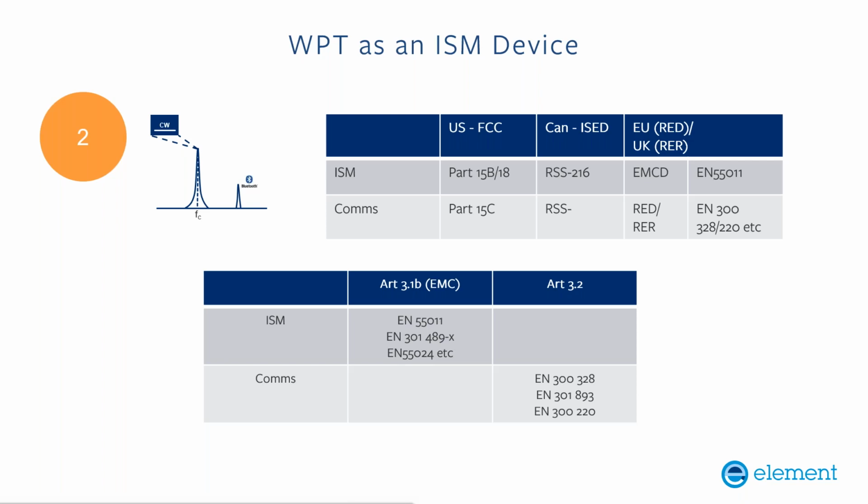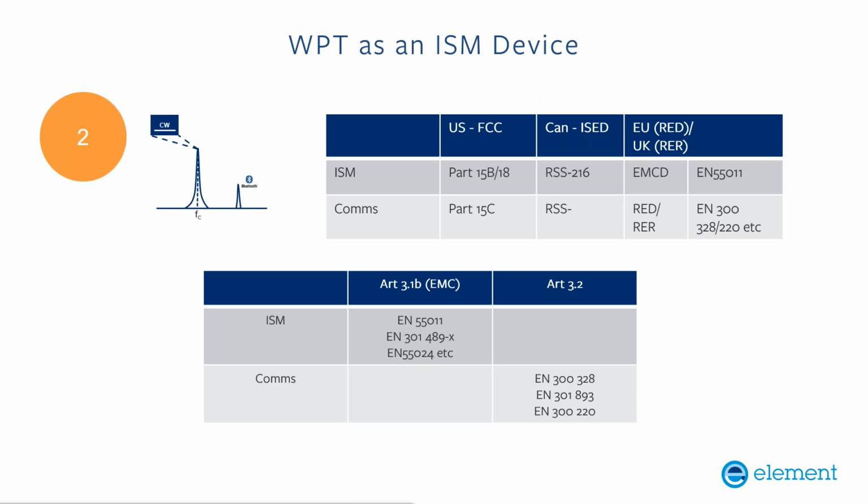In Canada, I said there's no difference between ISM and wireless. You've got RSS 216, so that's still the same standard that would be applied. In Europe, the ISM frequency, so the power frequency, would be assessed under the EMC regulations because there's no intelligence in the signal. So there's the European equivalent of CISPR 11, EN 55011. But again, in this case, the Bluetooth that's integrated into that final equipment would be assessed under the appropriate standard for that type of technology. So in the case of Bluetooth, it would be 300 328, for example.